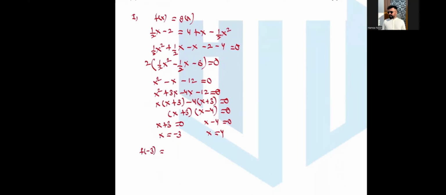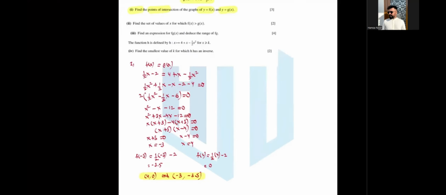The value of f(minus 3) will be half times minus 3 minus 2, and the value of f(4) will be half times 4 and then minus 2. So the value of f(minus 3) is minus 3.5, and the value of f(4) is 0. Therefore, the points of intersection are (4, 0) and (minus 3, minus 3.5). This is our answer to part 1. These are the points of intersection of the graphs of f(x) and g(x): (4, 0) and (minus 3, minus 3.5).